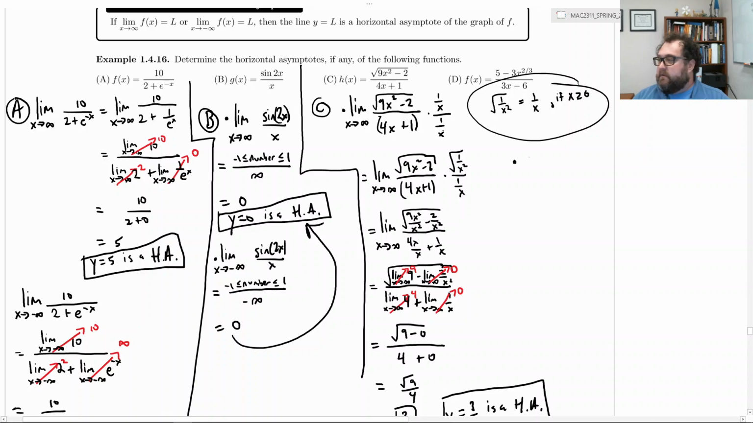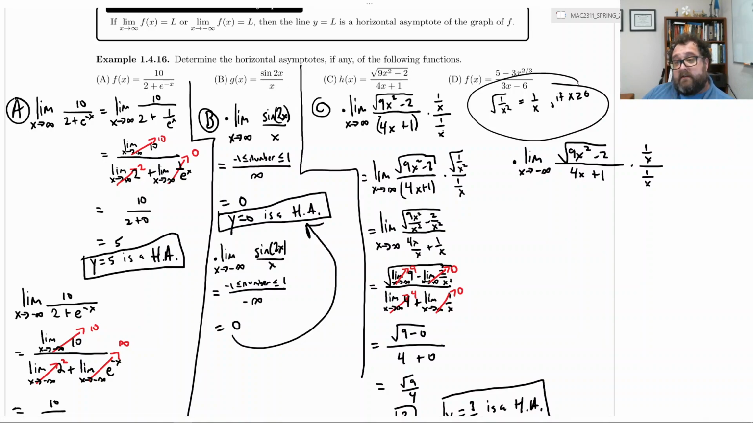So let's see the other limit. Let's just put it right here. The limit as x this time goes to negative infinity of the original expression, radical 9x squared minus 2 over 4x plus 1. Now, the same thing, the initial step is true. We need to divide by 1 over x on the top and the bottom. Where you have to be careful is the fact that we are now taking the limit as x goes to negative infinity, which means we need to readdress this step.